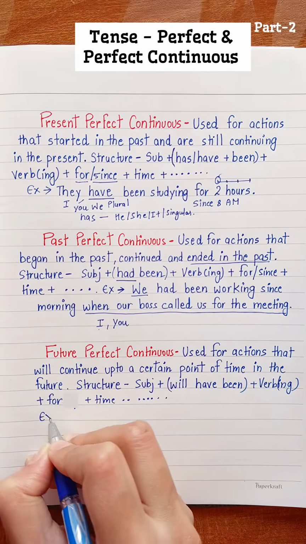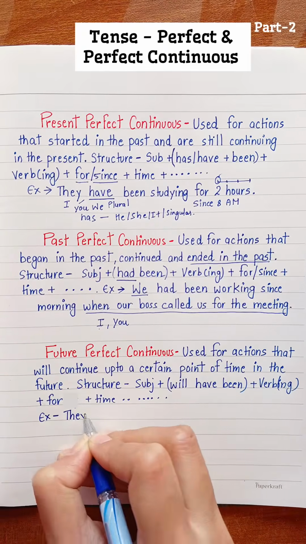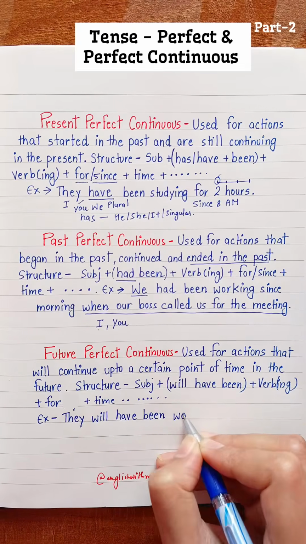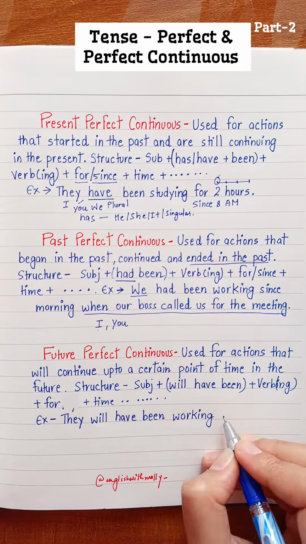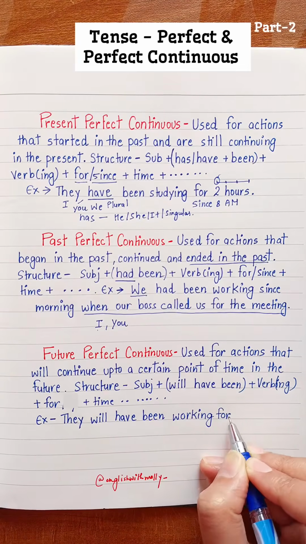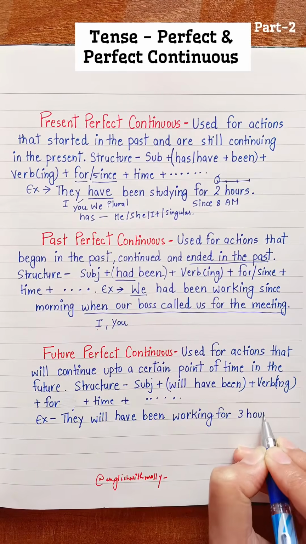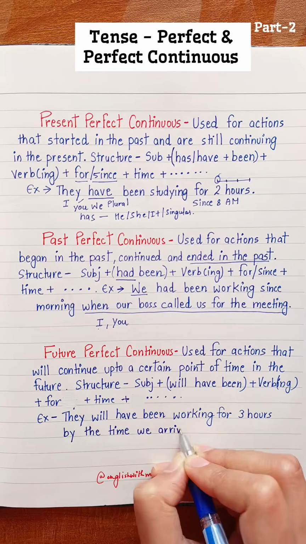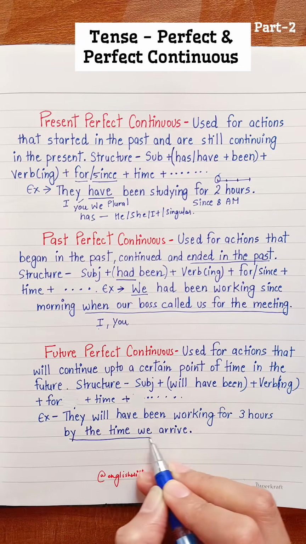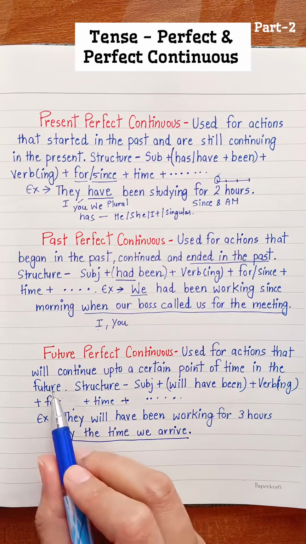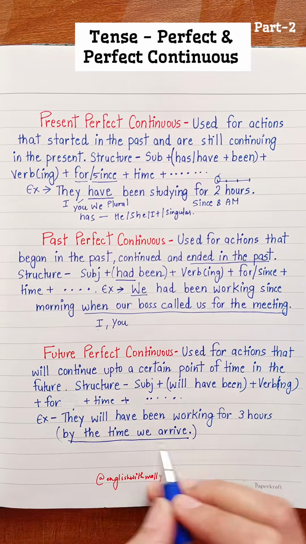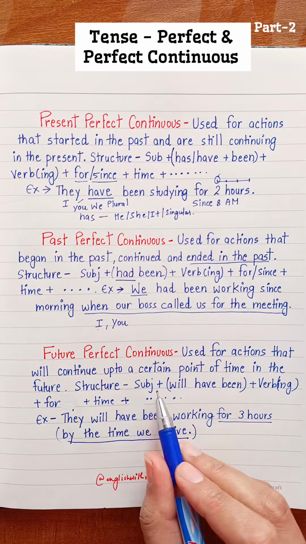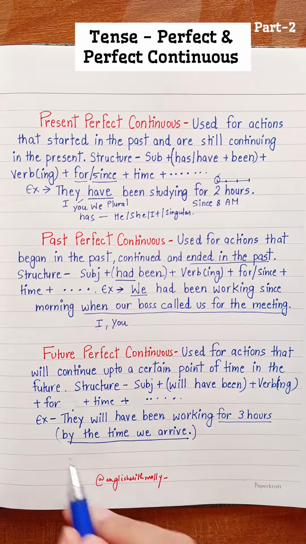Now let's see an example. They will have been working for 3 hours by the time we arrive. By the time we arrive is that point of time in the future, which shows that by this point of time when we reach these people, they will have been working for 3 hours.